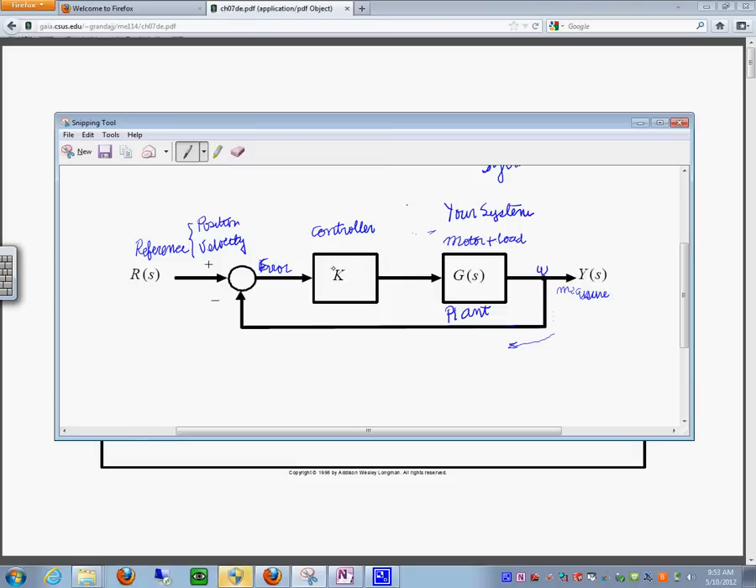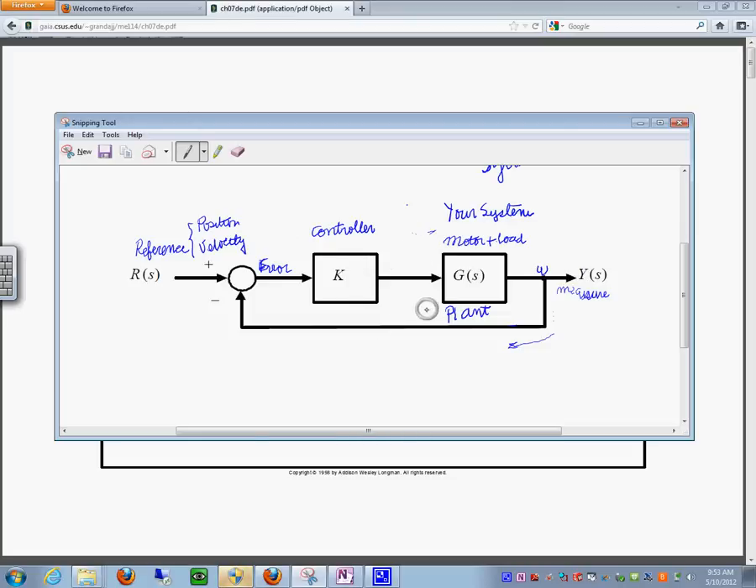And in this case, this K indicates a proportional control because it's just a constant. So the more error, the more control. So that we feed back into our system, and it's a closed loop system, you see.